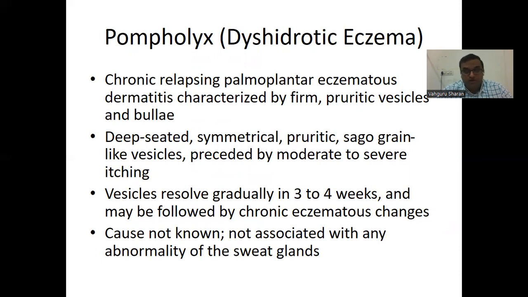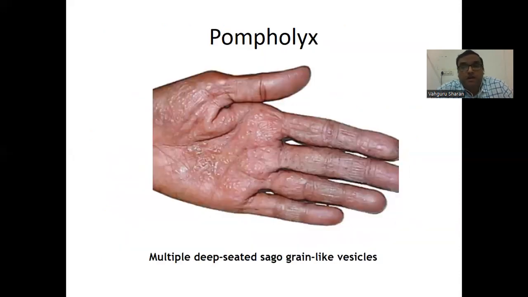Now, pompholyx, the cause is not known, but it is found to be not associated with any abnormality of the sweat glands. A classic picture of pompholyx: multiple deep-seated sago-grain-like vesicles.